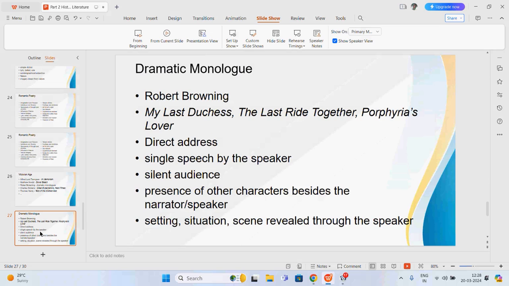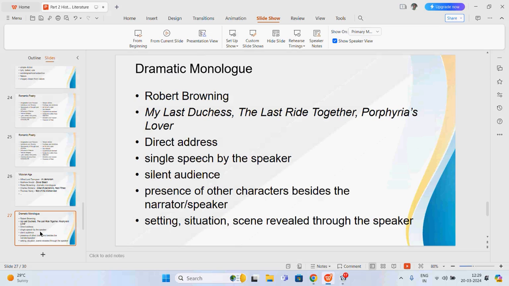Before we proceed further, let us look at what we mean by a dramatic monologue. In the Victorian age, we find extensive use of the dramatic monologue, more by Robert Browning, but we also find Matthew Arnold and Tennyson writing dramatic monologues. Matthew Arnold's Dover Beach is an example of a dramatic monologue. Alfred Lord Tennyson's poem Ulysses is also an example of a dramatic monologue. Robert Browning wrote several dramatic monologues. Three are mentioned there on your screen.